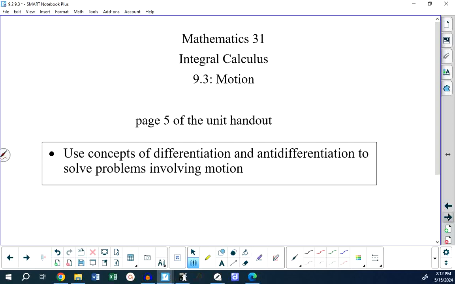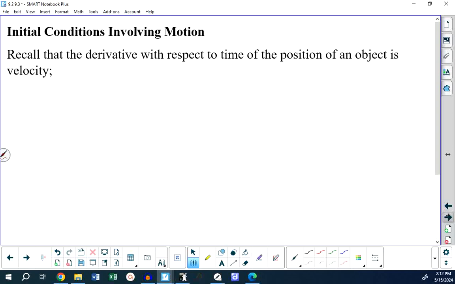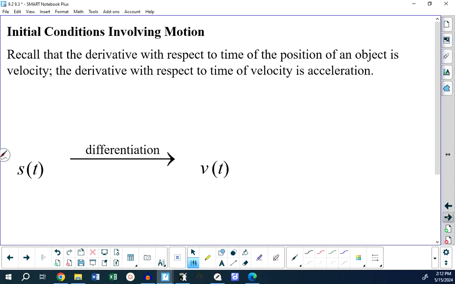So we're going to use concepts of differentiation and anti-differentiation to solve basically kinematics problems, problems involving position, velocity, and acceleration. But those of you who do take physics, there's some differences here that we're going to have to make sure we clarify. So remember that the derivative with respect to time of position gives you velocity. And all this means, and I hope you remember, by the way, we use s of t for position. What this means is that differentiation is the process that goes from position to velocity. And as well, the derivative with respect to time of velocity will give you acceleration, so all I'm telling you here is differentiation will take you in this direction.